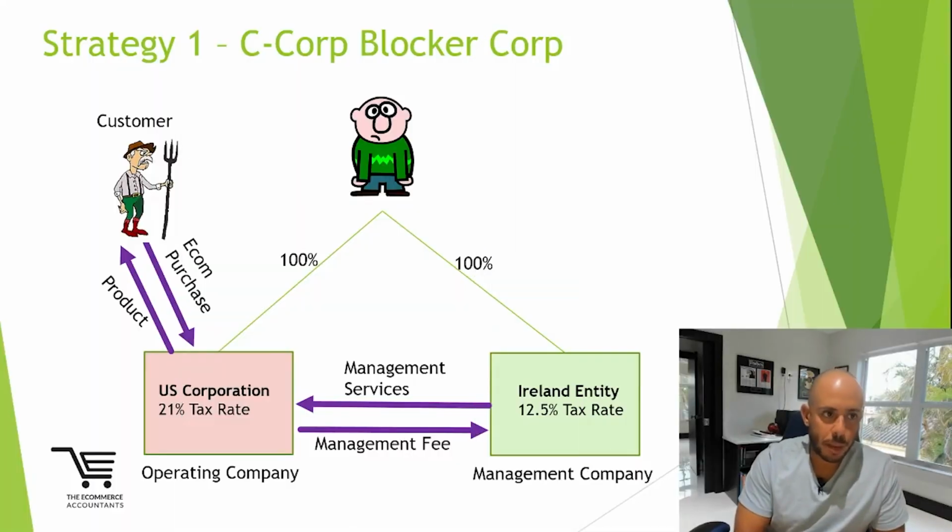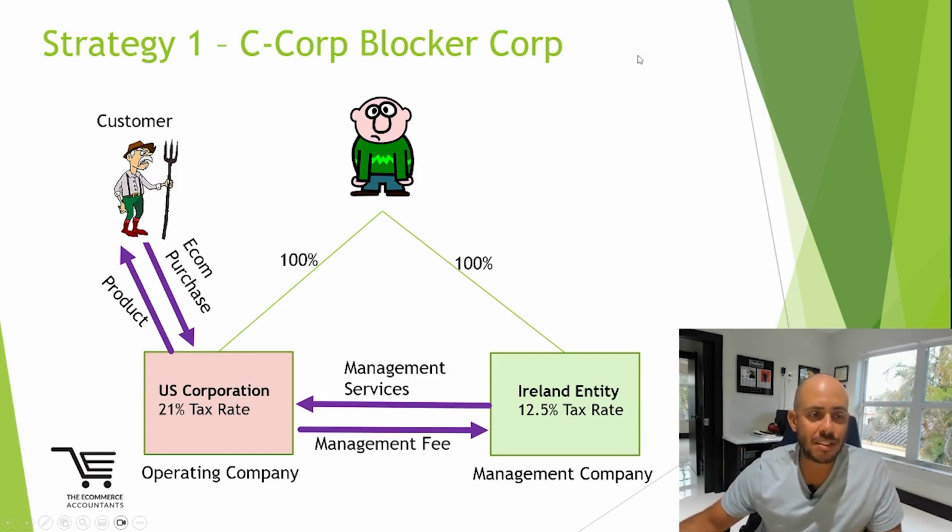Okay, so welcome into my computer. The first strategy we're going to cover here is, again, if you have effectively connected income, we recommend the C Corp block, or C Corp with what's called transfer pricing. This is what transfer pricing is, basically a management services agreement here.